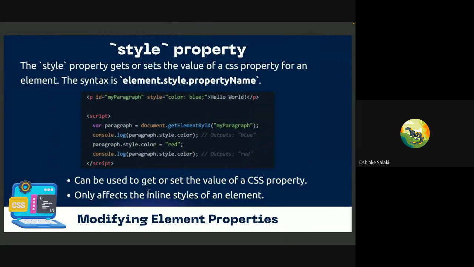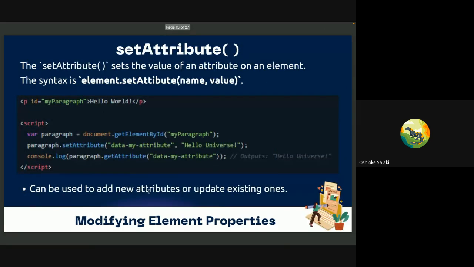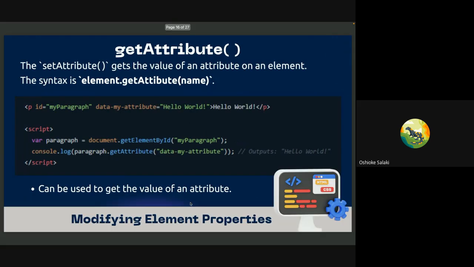Then we have the style property that is used to manipulate the style of an element. Then we have setAttribute. It sets the value of an attribute on an element. The syntax is setAttribute(name, value). This can be used to add new attributes or update existing ones. Then we have getAttribute, which returns the specified attribute that we are looking for.